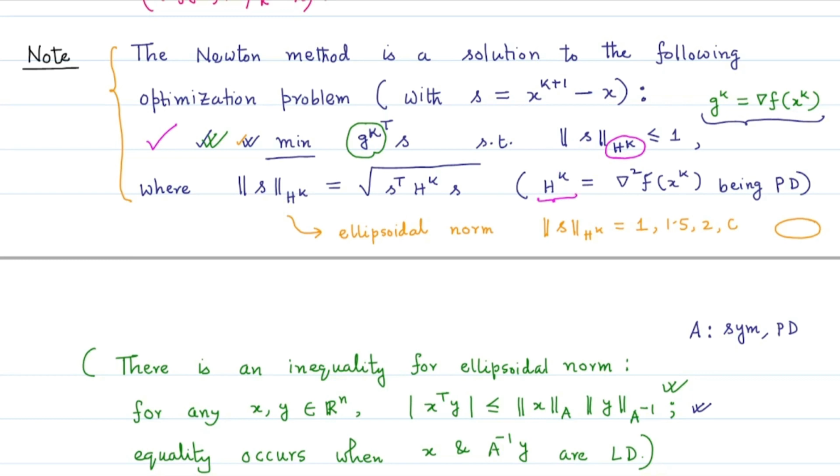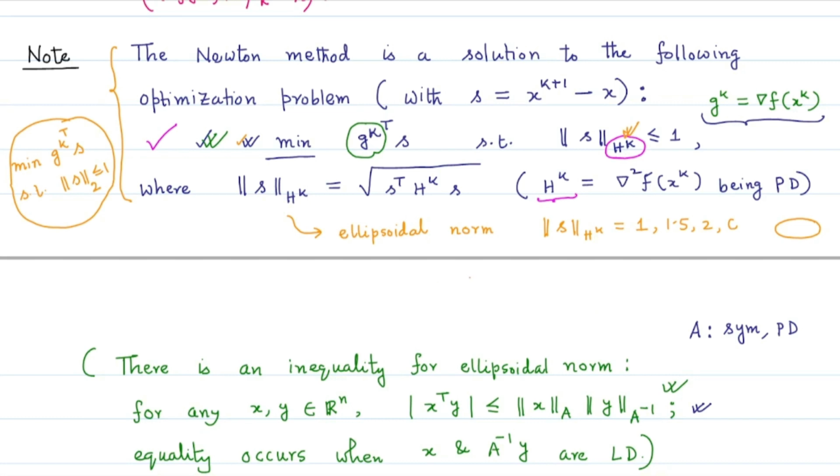Now here, as we know, with respect to the L2 norm, the usual Euclidean norm, the steepest descent method is a solution to this minimization problem gk transpose s subject to norm s less than or equal to 1. Here this norm is the usual Euclidean norm. As the steepest descent method is a solution to this optimization problem, and with Hk equal to the identity matrix, this ellipsoidal norm reduces to the Euclidean norm. Newton's method is also called the steepest descent method with the Hk norm or the ellipsoidal norm.